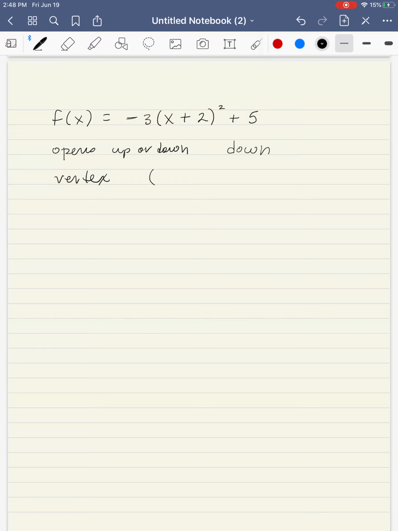And we have a negative here, so it opens down. And my vertex, I have a +2, that's x minus -2. It's going to shift to the left 2, so it's -2, 5. Also, I want you to write your axis of symmetry. Go ahead and do that.